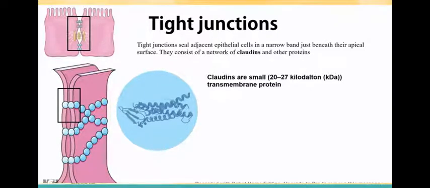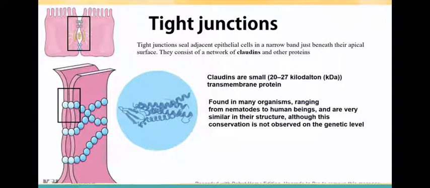Now, claudin is a small 20 to 27 kilodalton transmembrane protein. They have 4 transmembrane domains, and they are found in many organisms ranging from nematodes to human beings, but they are conserved in terms of their structure, not in terms of their genetic sequences.